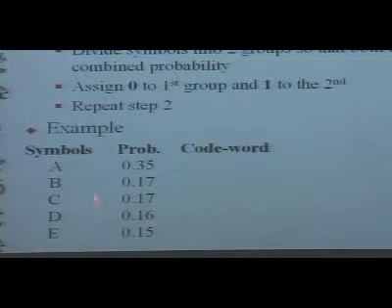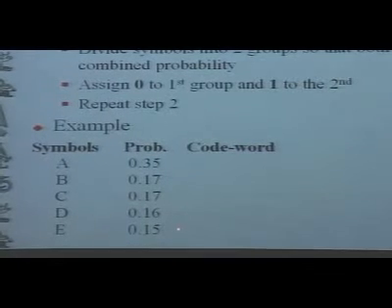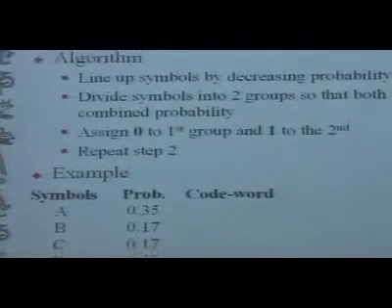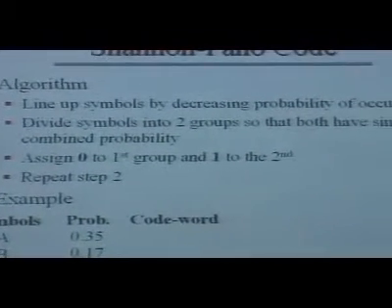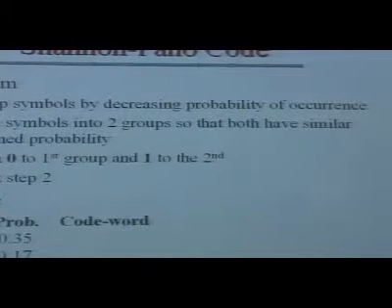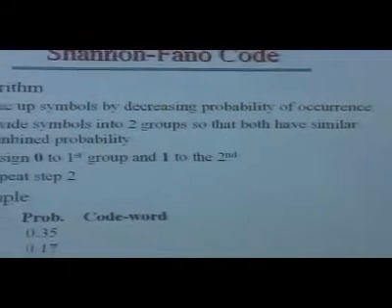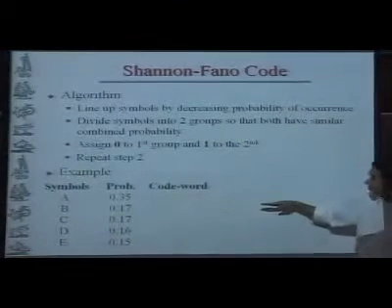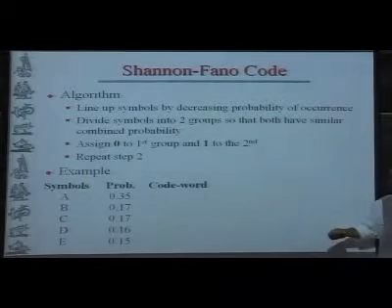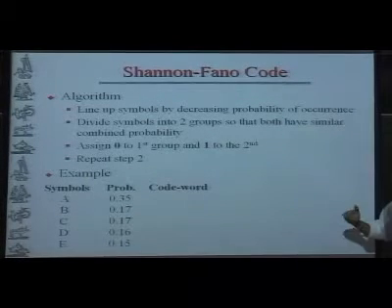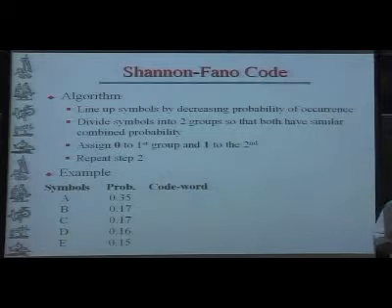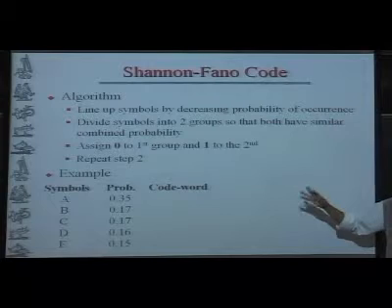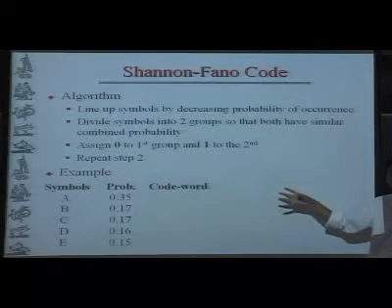You line up your symbols with their probability of occurrence like this, okay? And then you divide the symbols into two groups so that both have roughly the same combined probability, because you need to assign 1 and 0 to each of the groups. So the first thing I would do in this case, where should I draw the line? Between A and B, or between B and C, or between C and D? Probably between B and C, right? Because 0.35 plus 0.17 gives you roughly the closest to half and half, right?